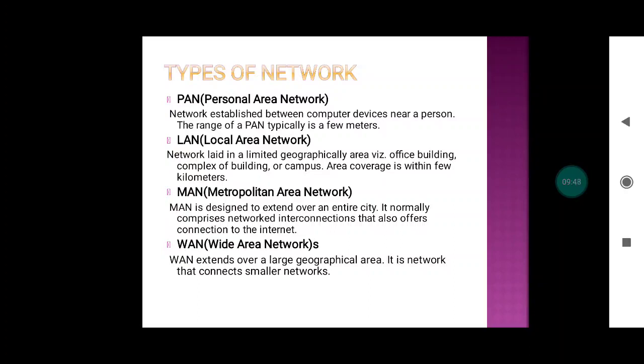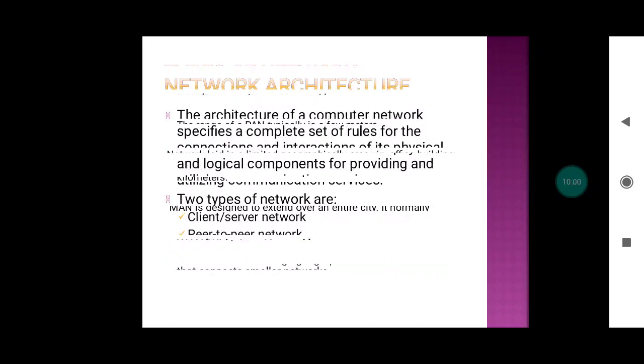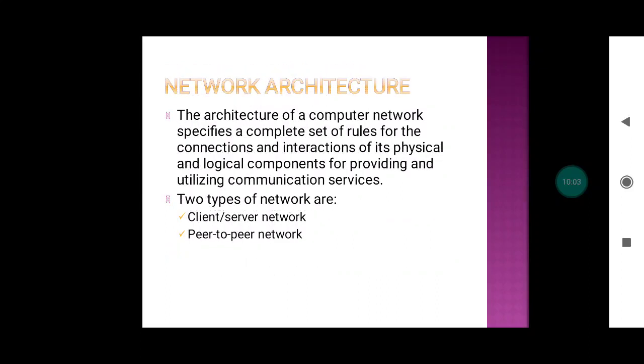Then we have WAN, the wide area network, or network of networks. Basically, a WAN extends over a large geographical area. It is a network that connects smaller networks. So when we connect multiple small and big networks, they compose a WAN.